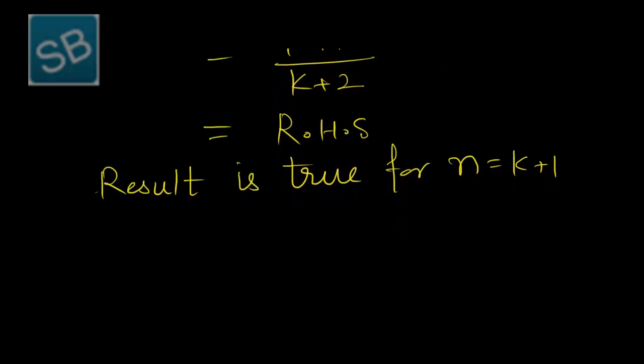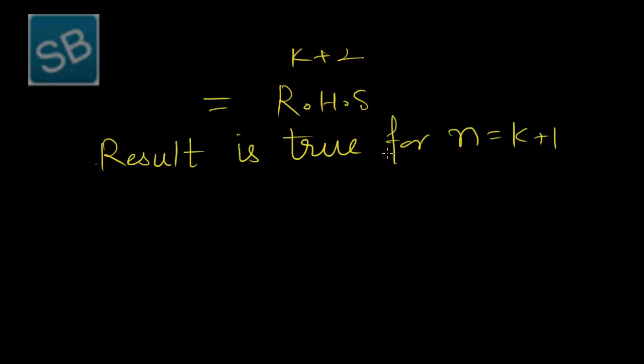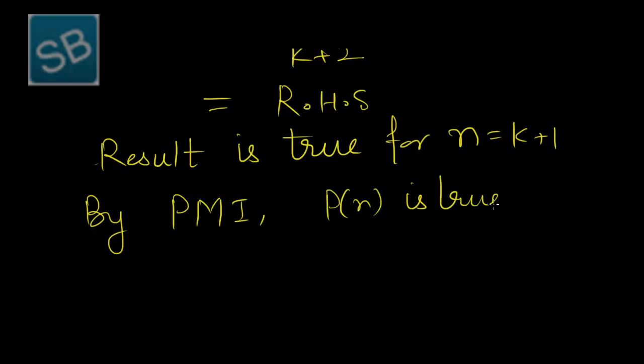So as step 3 is proved, that is P1 is true and Pk is true, and Pk implies Pk plus 1, that is, Pk plus 1 is proved. So we can say that by the principle of mathematical induction, Pn is true for all n belongs to natural numbers. So this was all about the third problem.